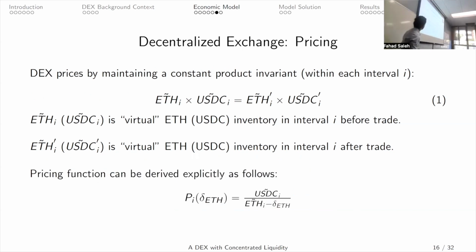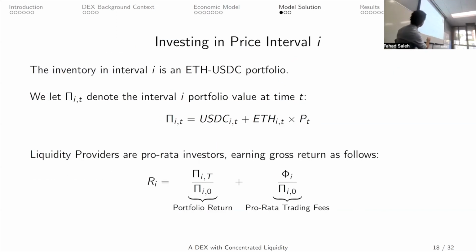So I'm going to define it here. All it is is the USDC plus the ETH times the price of ETH, because the value of the USDC is 1. So implicitly, it's USDC times 1 plus ETH times the price. This is the total value. Why do I care? Because it affects your return. Your return is your portfolio return: how much this portfolio value changes over time. So the value of this portfolio at capital T at the end of my horizon divided by the value at 0, the initial start, plus the fees.